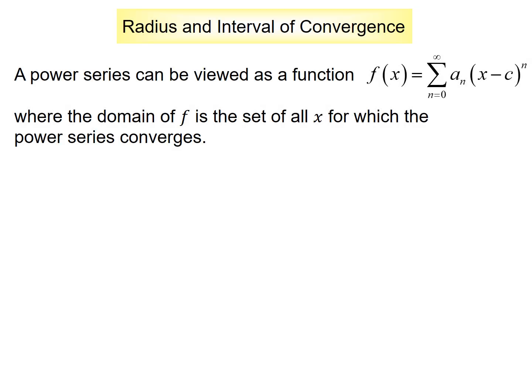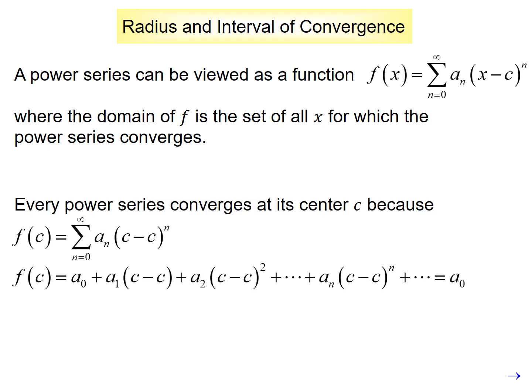Okay, so the power series can be viewed as a function where the domain of that function is all of the x values where the power series converges. So we can plug in different values for x. We know that some series converge, some series diverge, and any value of x that we could plug into this series and have it converge would be part of the domain. Now, every series converges right at its center, because if you plug in that value c for x, you add up just 0 plus 0 plus 0 plus 0, which converges.